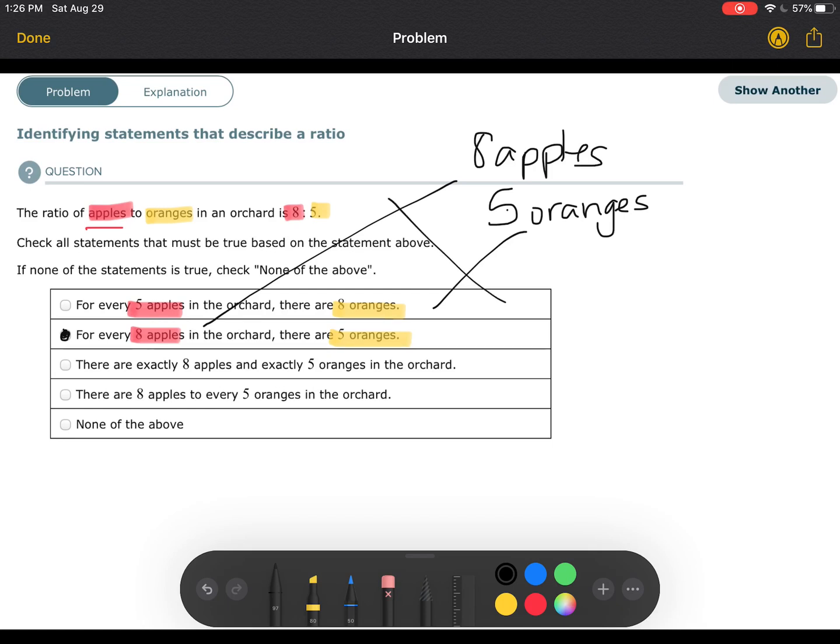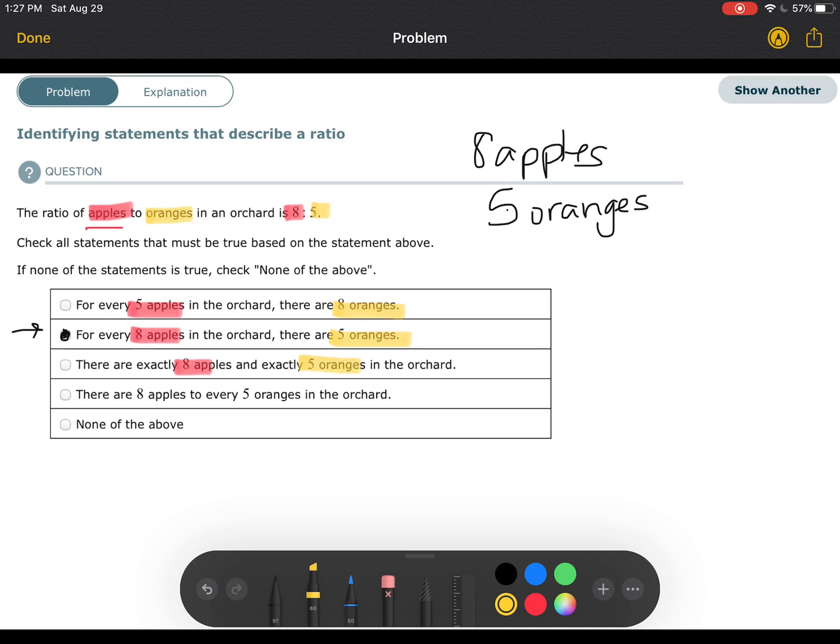Okay? So I'm just going to go through and erase those lines. So I know that this one right here, this answer is correct because it meets the same as the other 2. And then it says there are exactly 8 apples and exactly 5 oranges in the orchard. Okay. Now, 8 apples, 5 oranges.